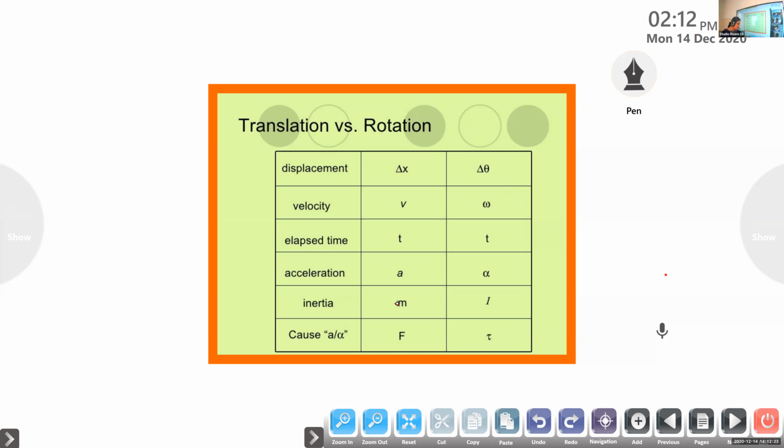Now we are moving on to the last topic, inertia. What is inertia in case of rotational motion?